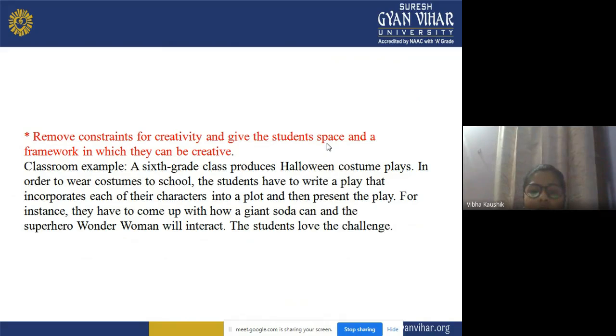The students have to write a play. They will write a play that incorporates each of the characters present in the class into a plot, into a play, and then present the play. For instance, they have to come up with how a giant soda can and the superhero Wonder Woman will interact. The students love the challenge, and in this way the teacher will try to develop creative thinking among the students.